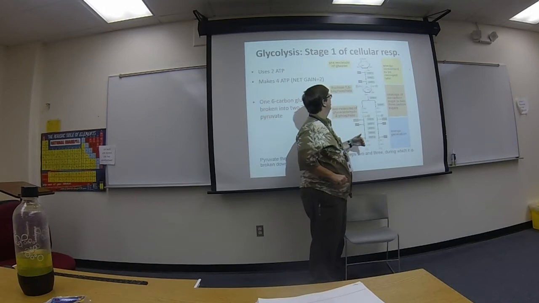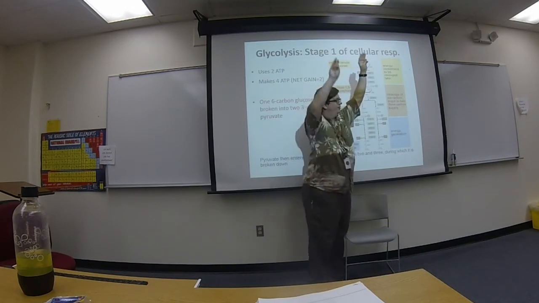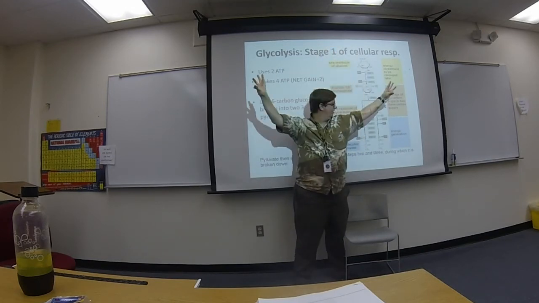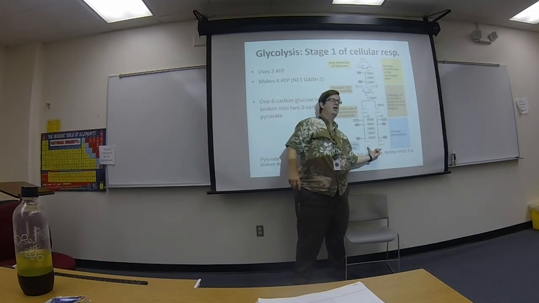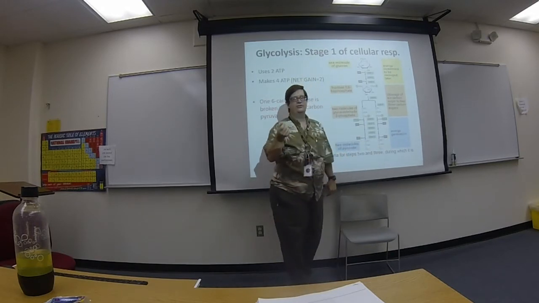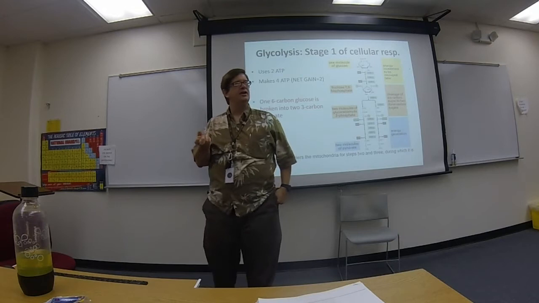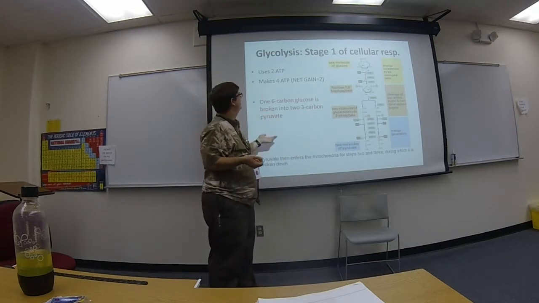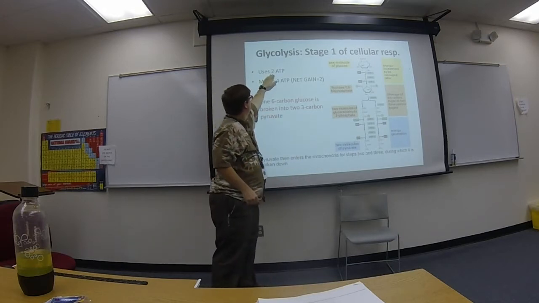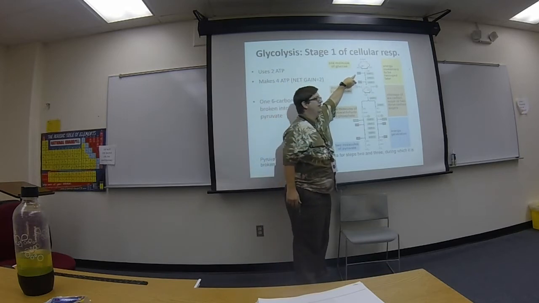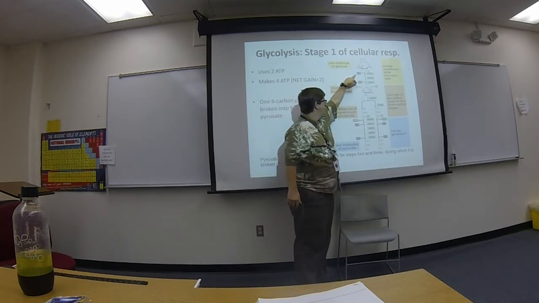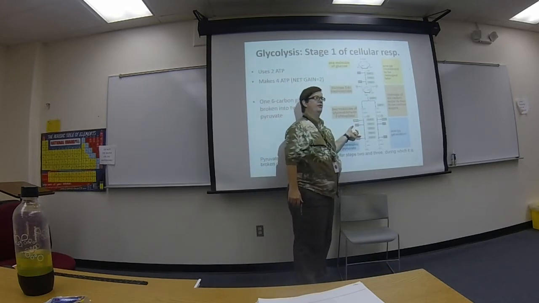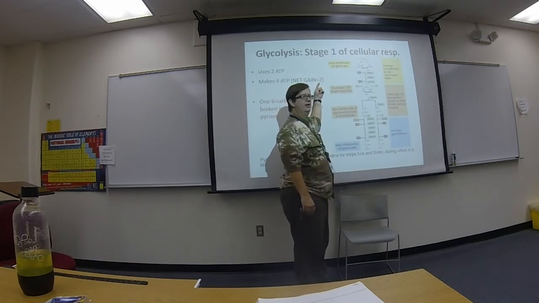All I want you to know on this is that you take the 6 carbon glucose and break it into 2, 3 carbon pyruvates. And just like they say it takes a little money to make money, it takes a little energy in order to make energy. We're going to burn up 2 ATP starting the process. We're going to get 4 ATP out. So there's a net gain of 2 ATP.